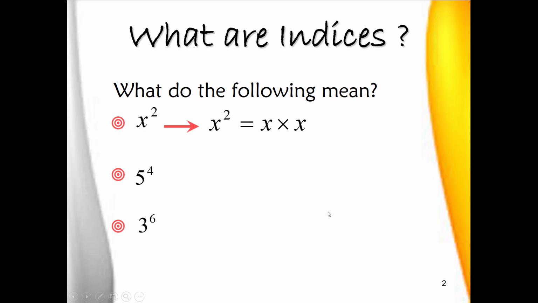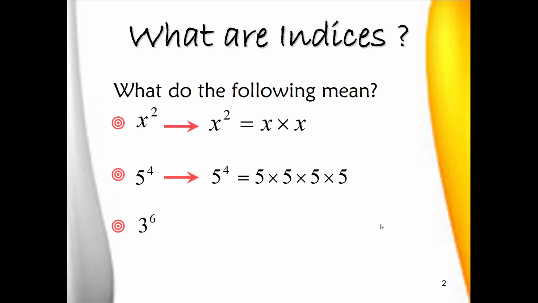And if I have 5 with a little small 4 on top, on the right side of 5, that is something called a superscript. It's a superscript of the number 5. Later you will know that this superscript is called the index, the exponent, or the power. So when we have 5 written with a 4 there, it actually just means 5 times 5 times 5 times 5. So 5 times itself for 4 times.